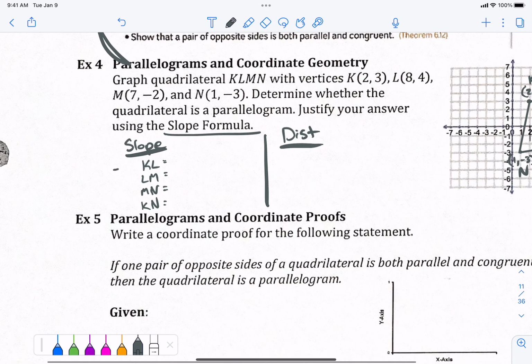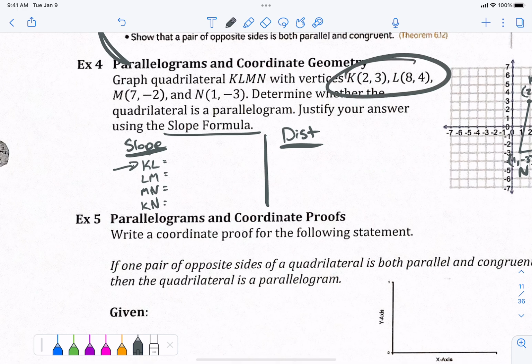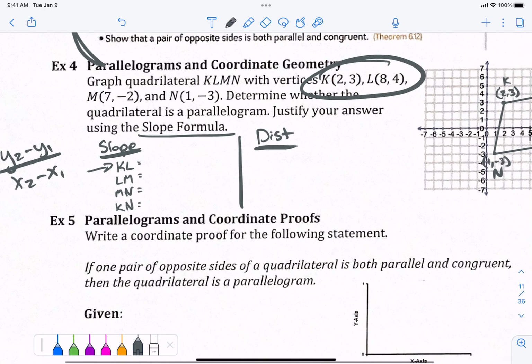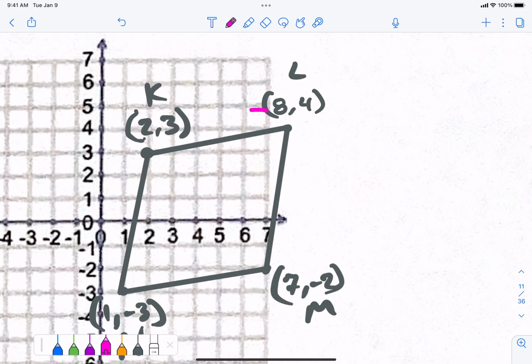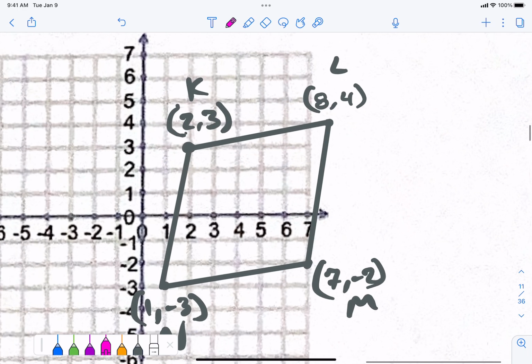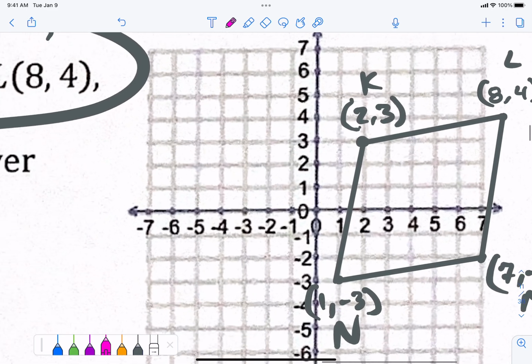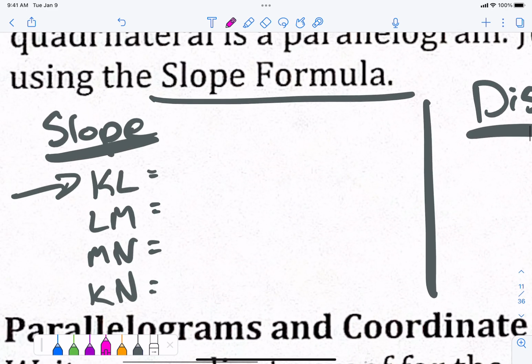If I'm looking at the slope from K to L, I'm looking at these two right here, and I could just do y2 minus y1 over x2 minus x1. I do not have to graph them. But because I have the graph, I'm just going to use it to my advantage and do rise over run. How much is he rising from here to here? Up 1 over 1, 2, 3, 4, 5, 6. Up 1 over 6. So his slope is 1 over 6.